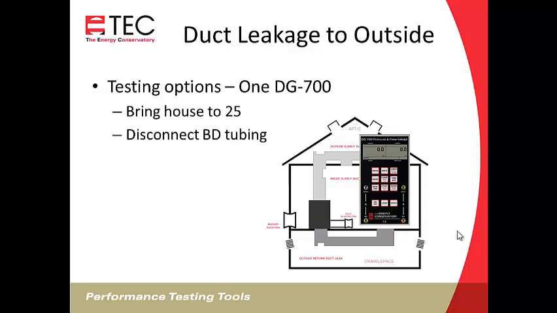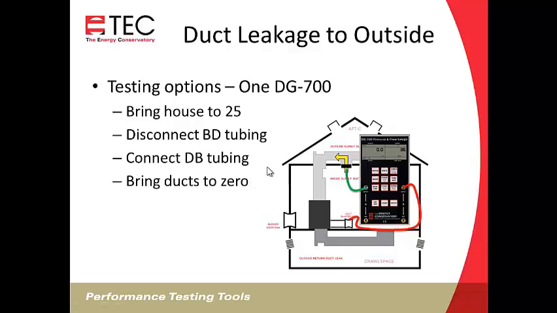Once the house is at 25, we'll disconnect the tubing and we'll go over to the duct blaster and connect the tubing for the duct blaster. And now you notice that we're pressurizing the ductwork, and our initial duct pressure is a negative number. In this case, we're at negative 2.3. And then as we turn up the duct blaster fan and we're blowing air into the ductwork, that number will start moving towards zero. So then we'll bring the ducts to zero.